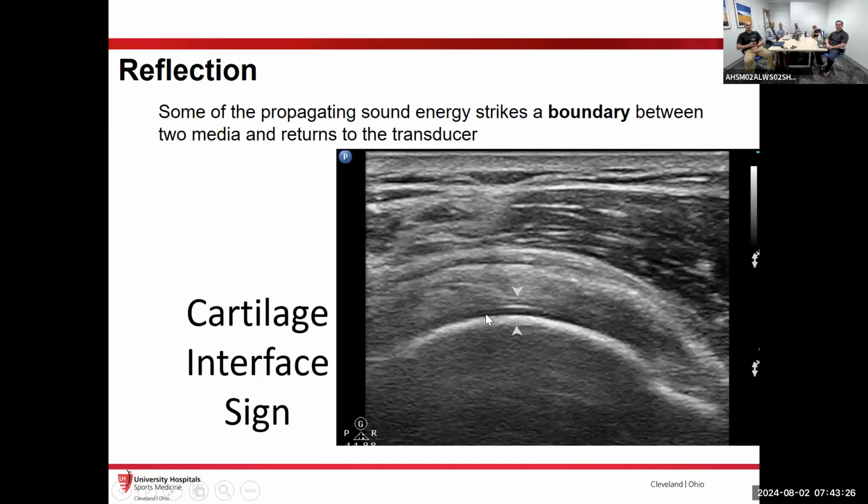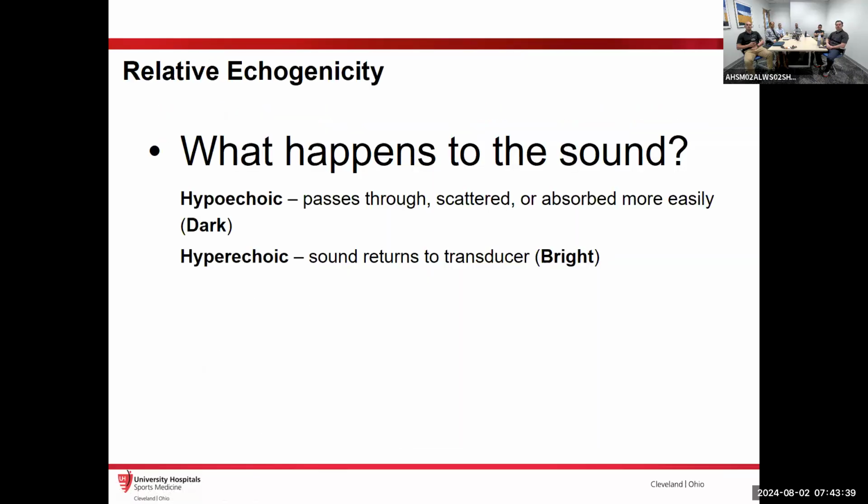And the reason for that, what's cartilage made of? Mostly water, right? And so that's why you get that reflection there, because there are two different media in that boundary. All right, so what happens to the sound? Hypoechoic is going to be dark. Hyperechoic is going to be bright. So that which passes through, scatters, or is absorbed more easily is going to be the dark. And everything that goes back to the transducer is going to be bright. So that's hyperechoic.